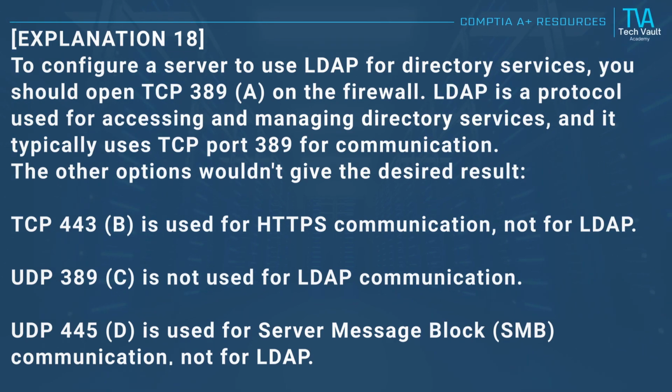B. TCP 443 is used for HTTPS communication, not for LDAP. C. UDP 389 is not used for LDAP communication. D. UDP 445 is used for Server Message Block, SMB, communication, not for LDAP.